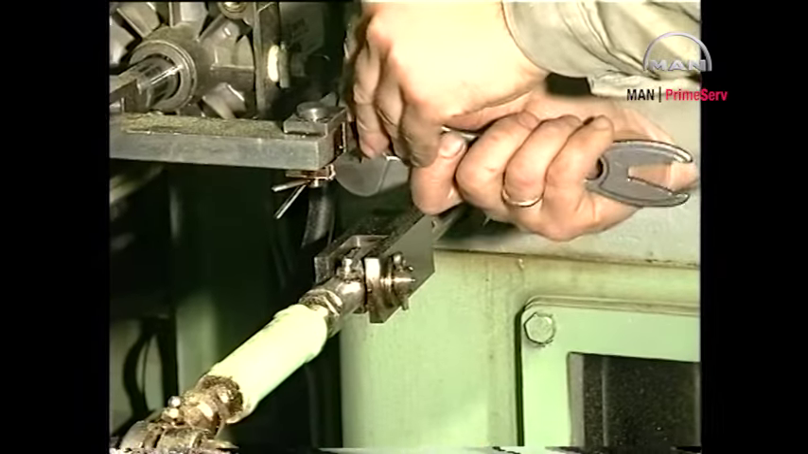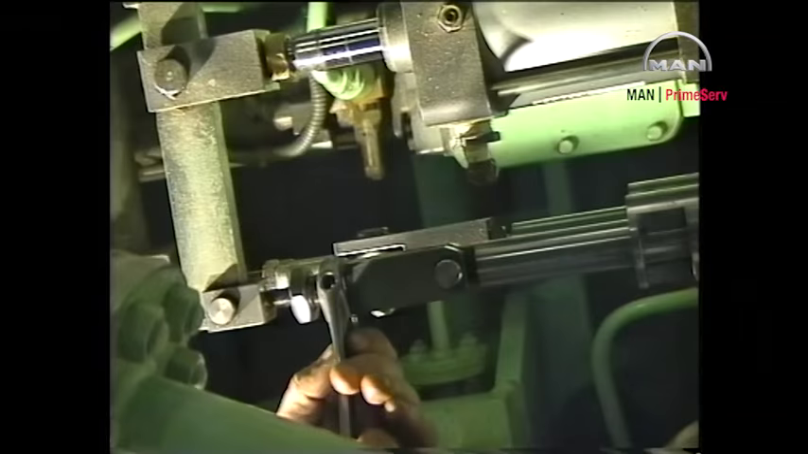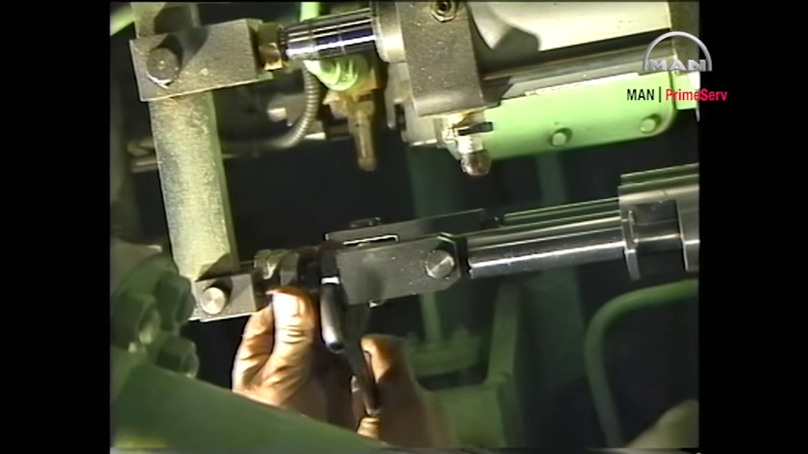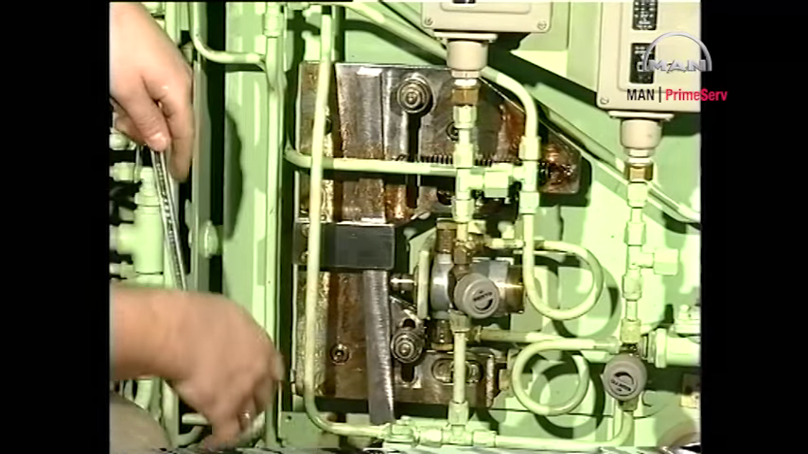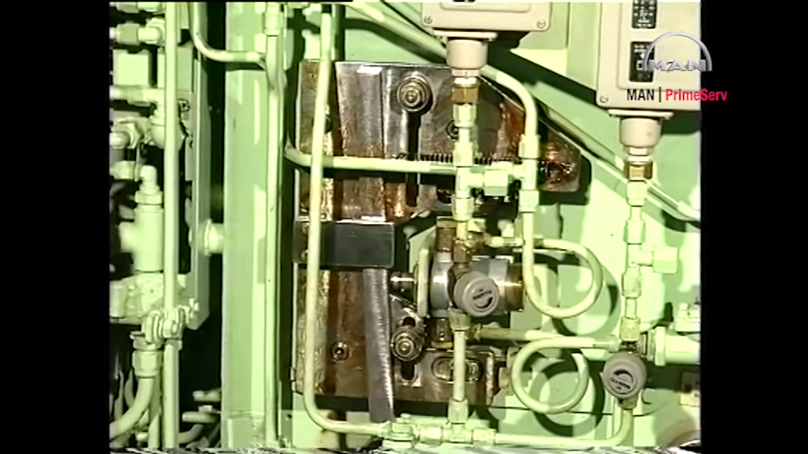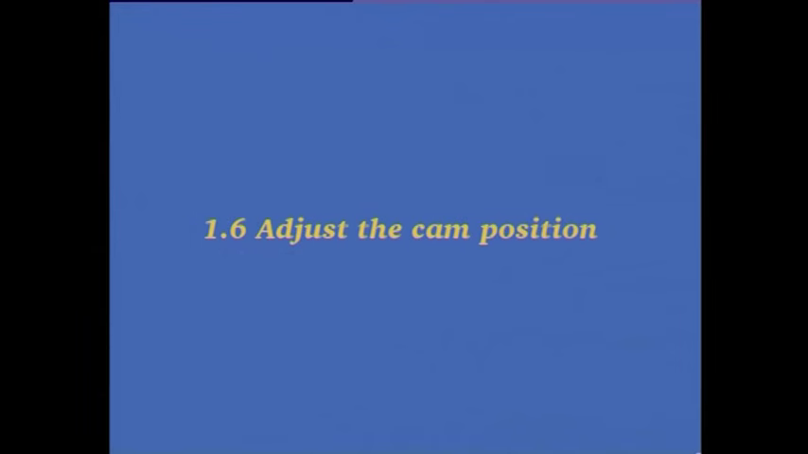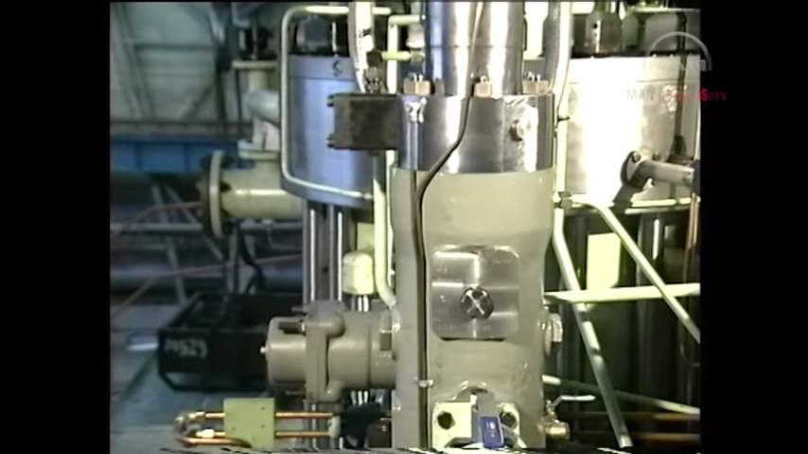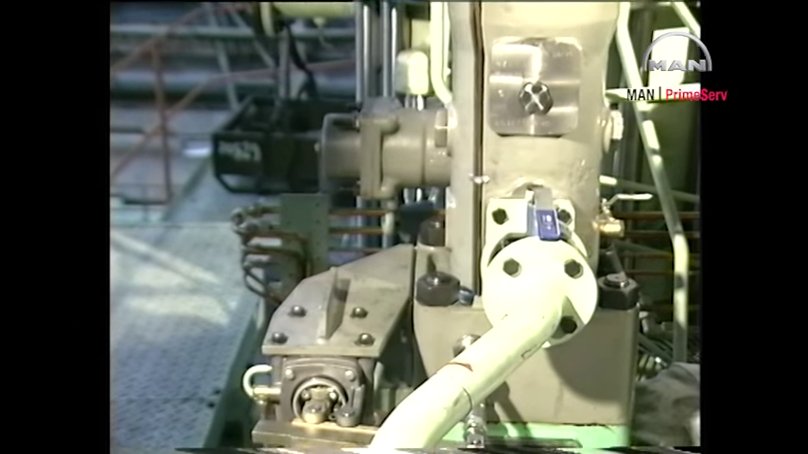Fine adjust the links so that the maximum combustion pressures, corrected to ISO ambient conditions, are uniform and have the required value. Load the engine until it corresponds to 100% MCR, and fine adjust the lowermost pivoting point so that the maximum combustion pressures, corrected to ISO ambient conditions, are uniform and have the required values. Cams must be turned if the value calculated in step 1.4 of this film is exceeded.